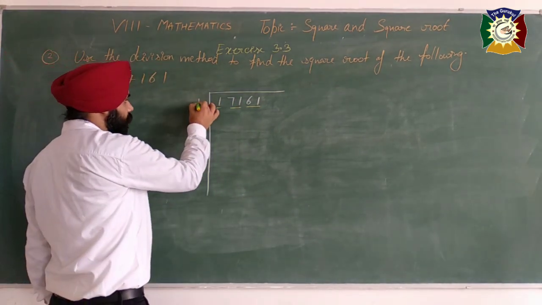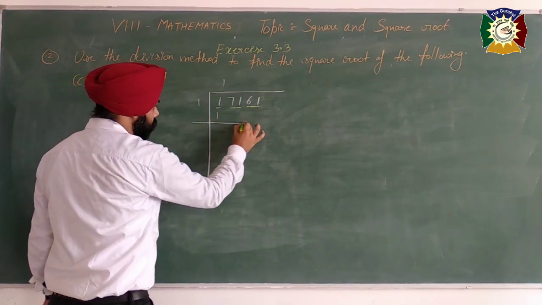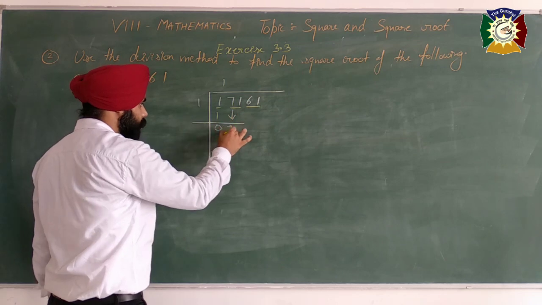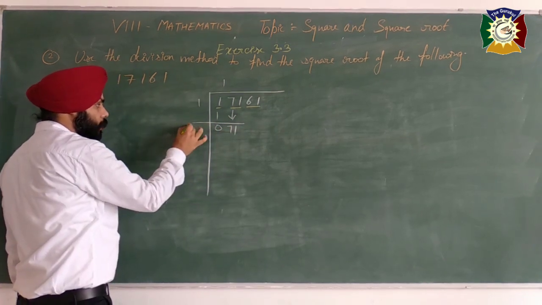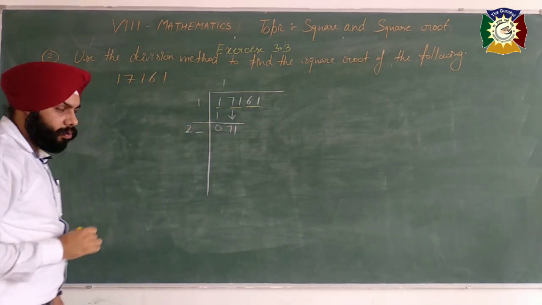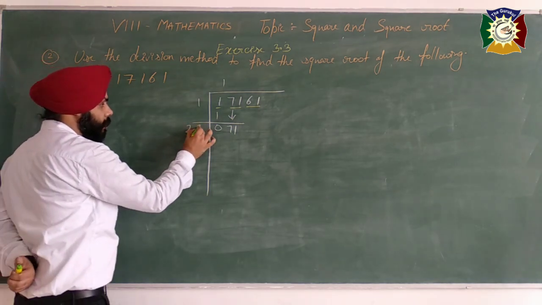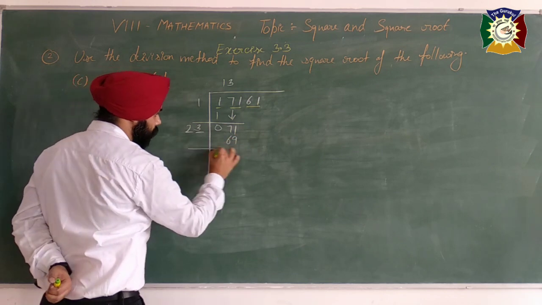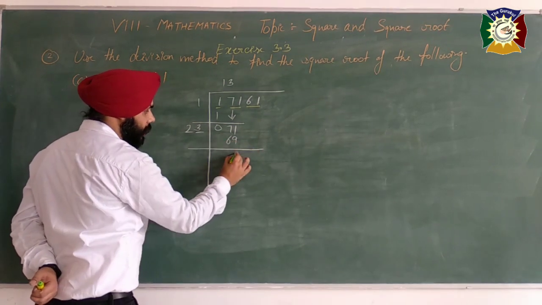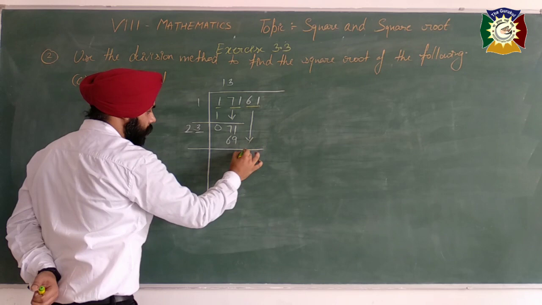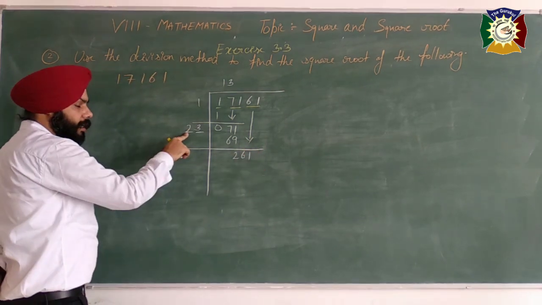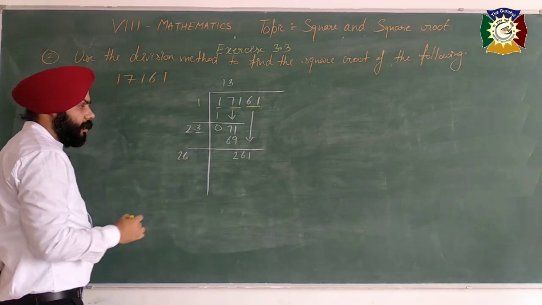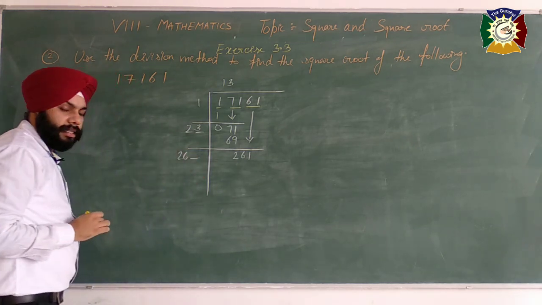First of all, 1 ones are 1. Subtract this, it becomes 0. Now carry down this next pair, and 1 plus 1 is 2. The unit is blank, so choose a number. I choose 3 here because 23 threes are 69. Now 71 minus 69 is 2. Carry down this 61 here. 23 plus 3, add, then 26 here. Or the next unit is placed here.